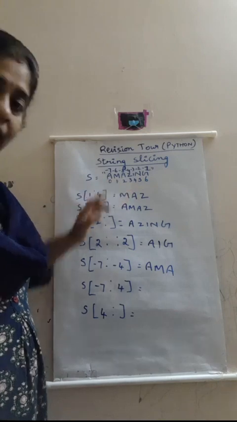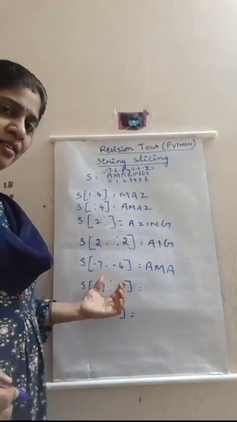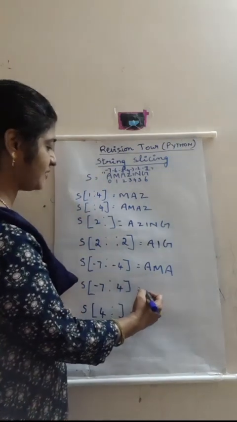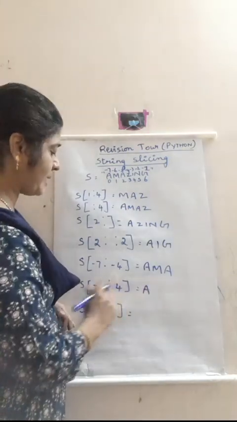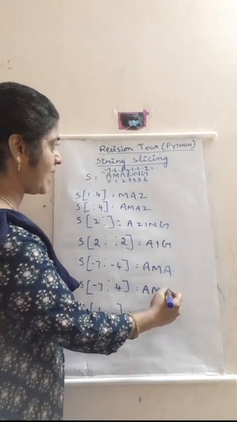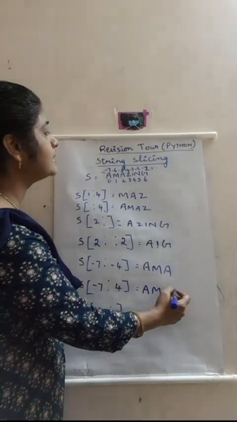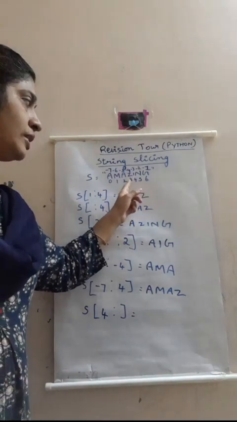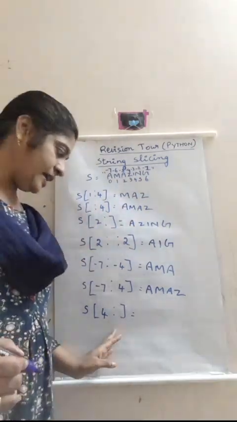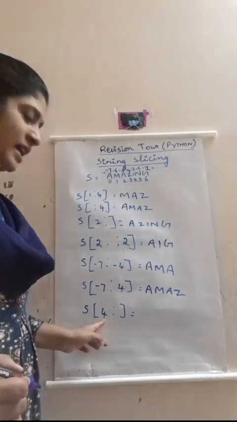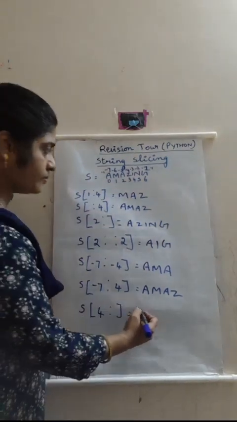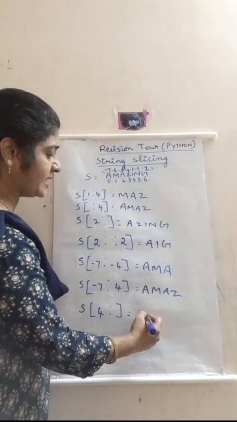So I can do it like this also. It is starting from minus 7 and gives A-M-A-Z. It will stop before 4, at 3. And here, I am starting from index 4, and the rest of the string it will display: ING.